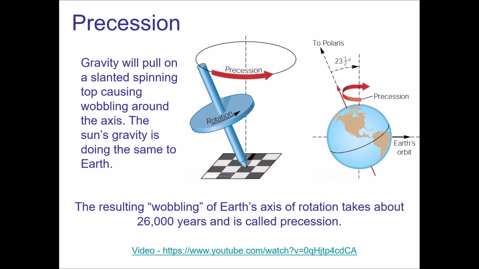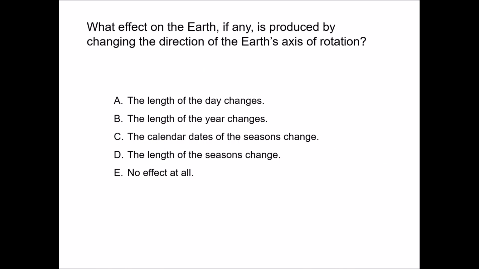Now, why am I mentioning this here? Well, if precession changes the direction of the Earth's tilt, that's going to mess with seasons, right? It's going to mess with the seasons. So I have this last question here. What effect on the Earth, if any, is produced by changing the direction of Earth's axis of rotation? So look through these and think about them. And what do you think is going to be different here?